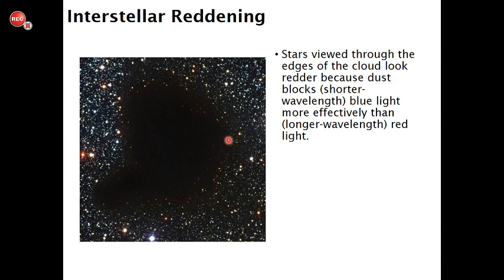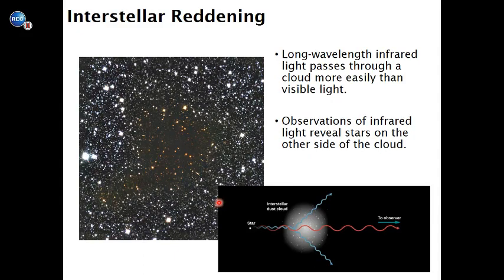And you can see that they look redder because blue light scatters and red light is going to get through more effectively. Effectively, blue light scatters and red light is going to scatter less. And infrared light will scatter even less. And so you can see through the cloud by looking at infrared light. And you can see the stars in and behind the cloud here. And they're still attenuated. There's still absorption. It's going to look redder, but you can now see them.